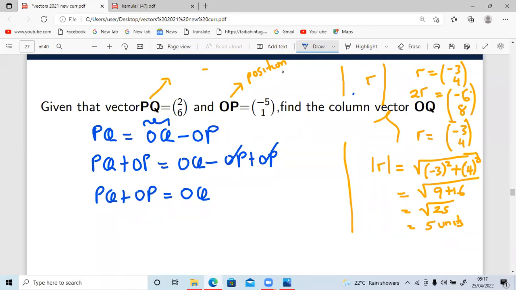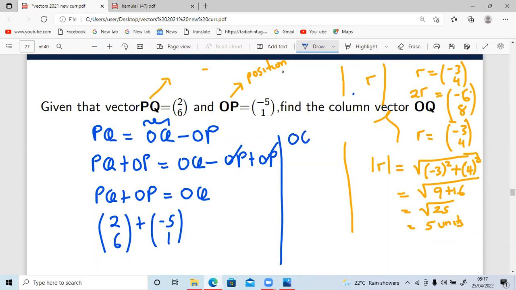Is that step fine to everyone? So our PQ is 2, 6 plus OP, which is -5, 1. So when we add, what do we get? 2 plus -5 is -3. 6 plus 1 is 7. So -3, 7 is very right.